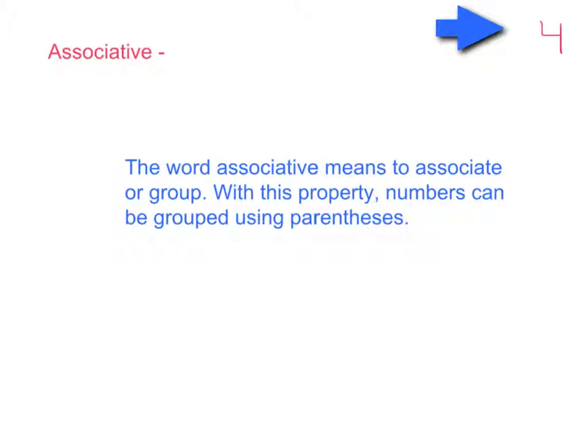We're now in box number 4, and we are writing down associative. The word associative means to associate or group. So with this property, numbers can be grouped using parentheses. Okay, let's try an example with the associative property. If you have 4 plus 5 plus 7, we'll say that 5 plus 7 is in parentheses. With the associative property, essentially what you're saying is parentheses 4 plus 5, plus 7 is the same thing.